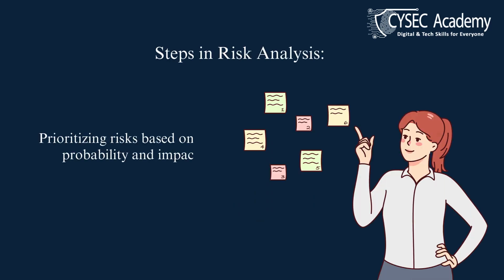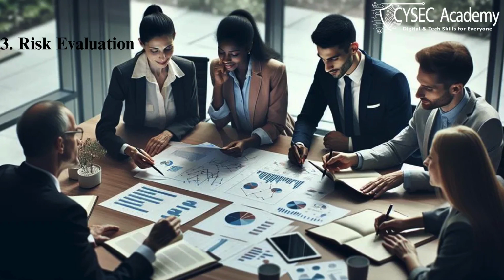3. Prioritizing risks based on their probability and impact. Combine the probability and impact to prioritize risks. For example, a risk with high probability and high impact, like a key team member leaving the project, would be a top priority.